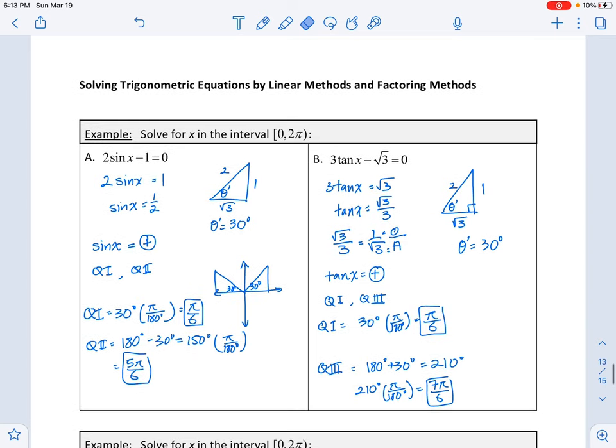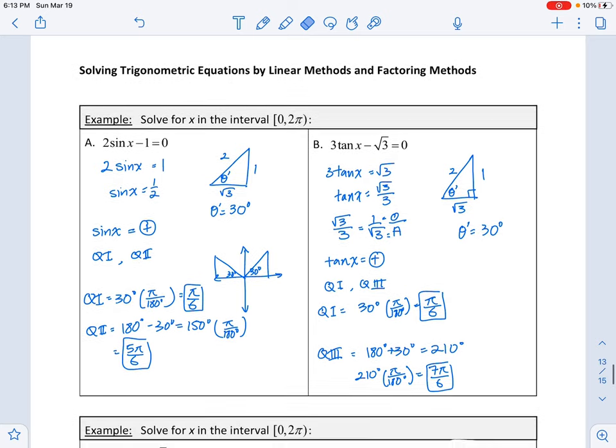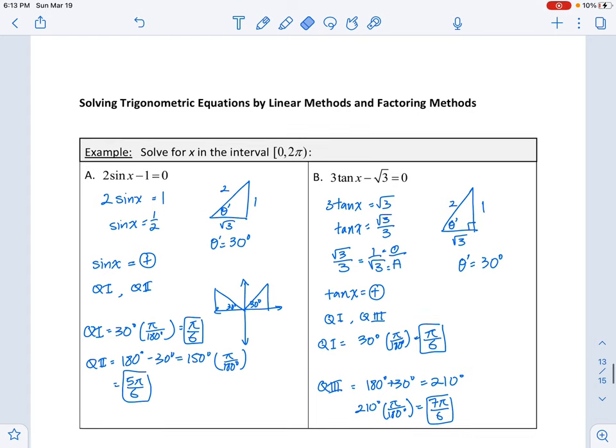That's a little tip, a little practice that you want to try to get used to. Try not so much graphing it, but just having an understanding of when you're in a specific quadrant, are you going to be adding or subtracting? Are you going to be using 180 or using 360? That will take a little bit of practice to do.